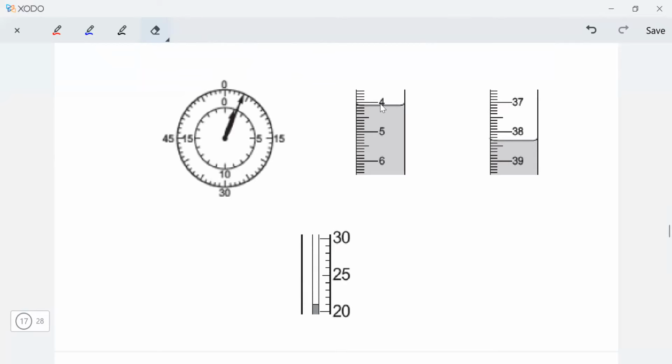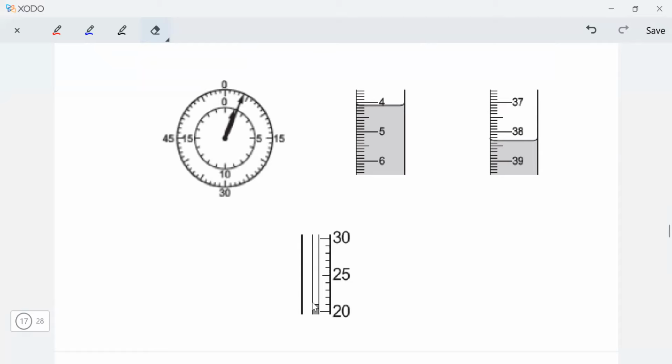Sometimes with a measuring cylinder or thermometer, the readings go from up to down, and sometimes from down to up. So take care and read carefully. Always follow the scale. The scale here is from 4 to 5. I'm going to count this way. This is 4 and 1, so this is 4.1. Another thing, here the scale is the opposite. So it's from down to up. I'm going to count here. This is 20, this is 21.